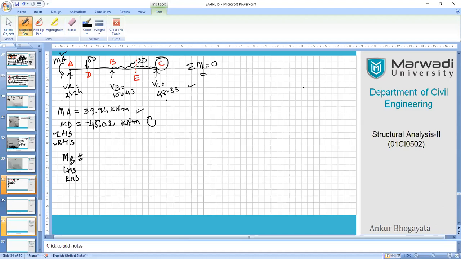MB, again, you take a section at point B. Either you go for the left hand side or the right hand side. That's all. If you go on the right hand side, you have all the values with you. If you go on the left hand side, you have all the values with you. So the answer will be the same on both sides, but the signs will be different. So we consider clockwise negative, anti-clockwise positive. That's the only thing you have to remember.